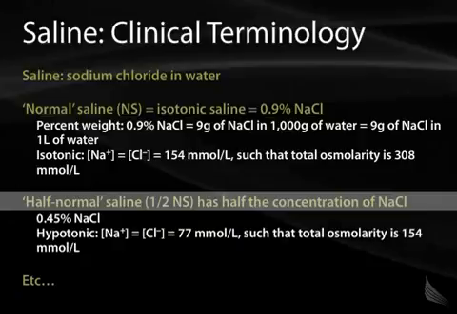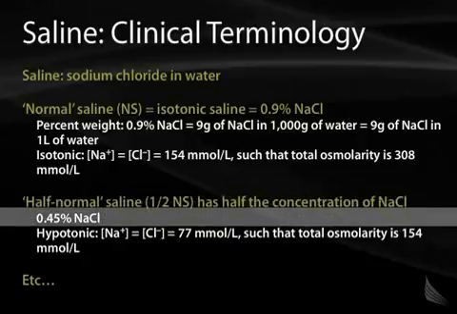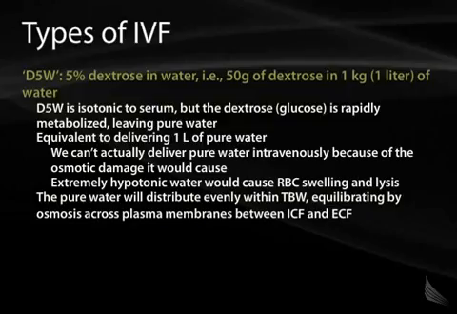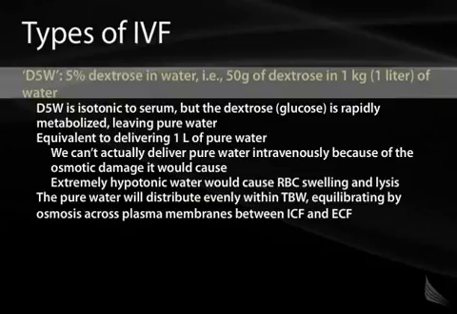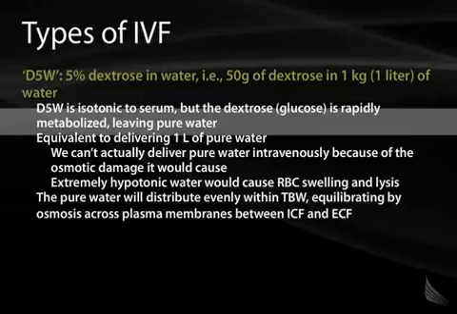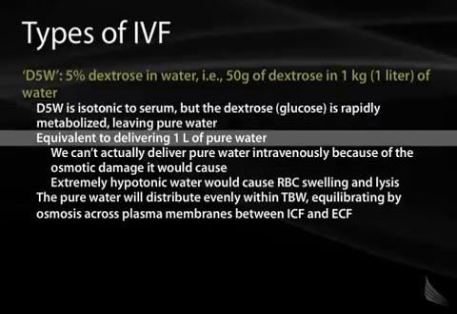Half normal saline has half the concentration of sodium chloride. It is also known as 0.45 normal saline. It is hypotonic to blood, as the sodium and chloride concentrations are 1/2 that of 0.9%, 77 millimoles per liter each, so the total osmolarity is 154 millimoles per liter. This solution, again, is hypotonic to blood. The most hypotonic solution administered is D5 water, or 5% dextrose in water. It is 50 grams of dextrose dissolved in 1 liter of water. D5 initially is isotonic to serum, but the dextrose is rapidly metabolized, leaving pure water. Essentially it is equivalent to the administration of a liter of pure water.